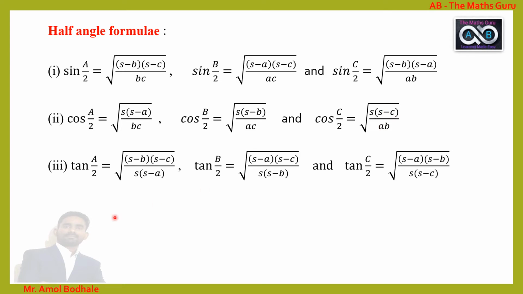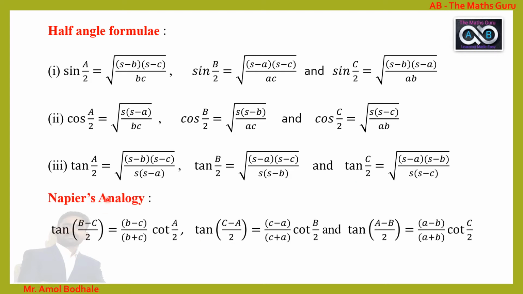The last one, tan of A by 2. So we can just take the division of sine A by 2 and cos A by 2. So here we can cancel bc and we can write the numerator of sine A by 2, that is s minus b into s minus c, upon the numerator of cos A by 2, that is s into s minus a. Similarly, we can remember tan B by 2 and tan C by 2.